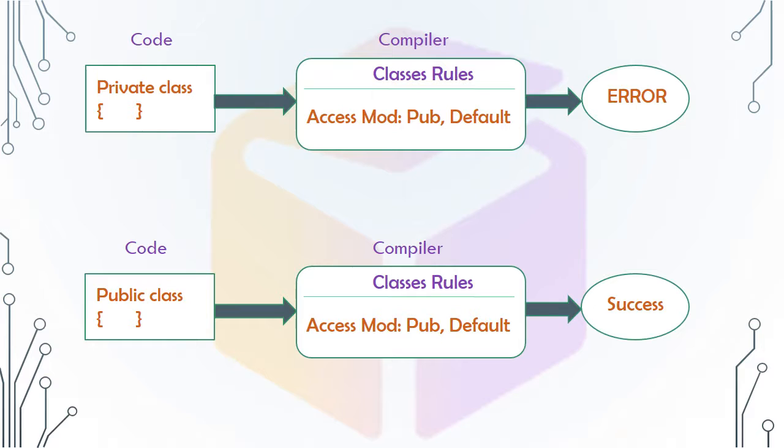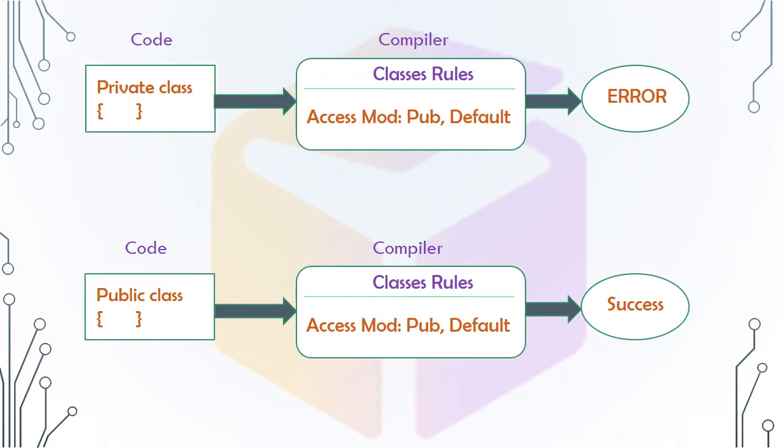Where the outer class is defined as private, in the first instance, the outer class is defined as a private class, and the private class code is passed to the compiler. And the compiler has certain rules such as class rules, where the access modifier should be public or default. If there is a private, the compiler, in order to check the access modifier of the outer class, checks that it's private and it throws an error.